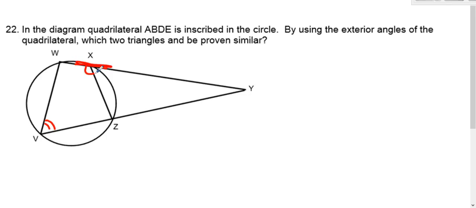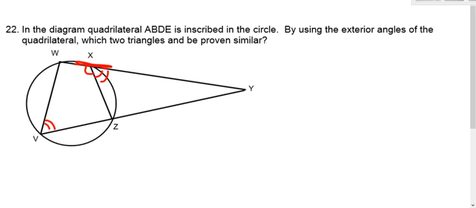So that means this angle right here at X plus this angle will also add to 180. So that means angle V and angle YXZ have to be the same thing, because X adds to 180 with both of those angles. So they have to be the same.